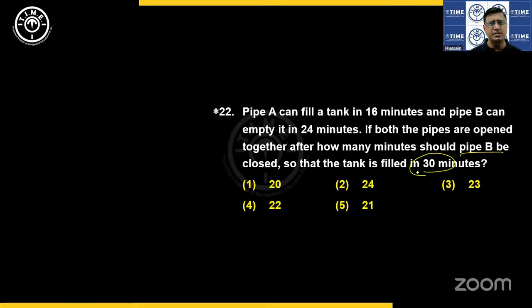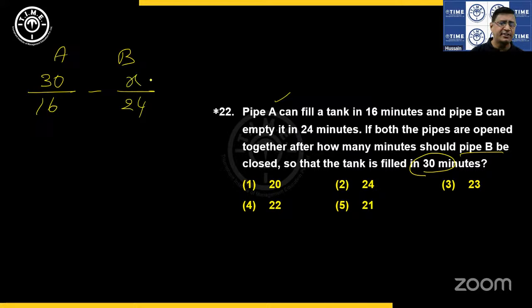My dear students, if you observe, pipe A is working from beginning to end, which means in 1 minute it can fill 1/16, and works for 30 minutes. What about pipe B? Pipe B can empty it in 24 minutes. Now let us assume it worked for X minutes. By joining these two, we get completion of the work.